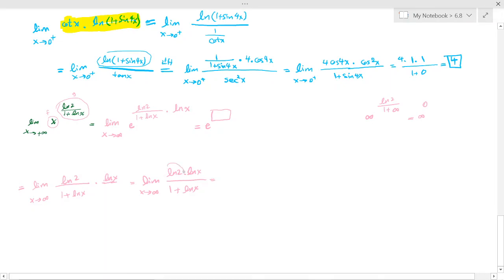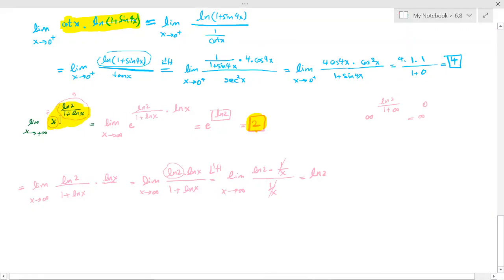ln 2 is a constant. Don't forget that. This is a constant, so if you're applying the derivative, it's not going to go anywhere. So you will get the limit of ln 2 multiplied by the derivative of ln x, which is 1 over x, divided by the derivative of 1 plus ln x, 1 over x, as x approaches infinity. These two can cancel out. The answer would be simply ln 2. So what we get is e to the power ln 2. And what is e to the power ln 2? e and ln are inverse of each other. So simply 2. And we figure out that the limit is 2 for this function.